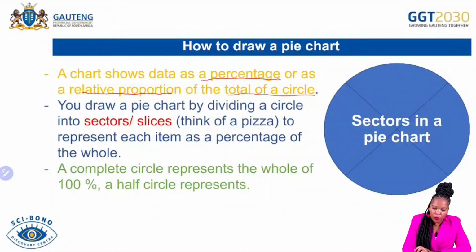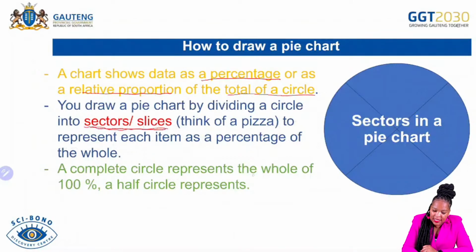So you draw a pie chart by dividing a circle into sectors or slices. You do not guess to say this one is 79%, therefore it's going to take up this much from the circle. You need to convert that value to a degree. So you are going to divide it into sectors or slices. You must think of a pizza, for you to represent each item as a percentage of the whole.